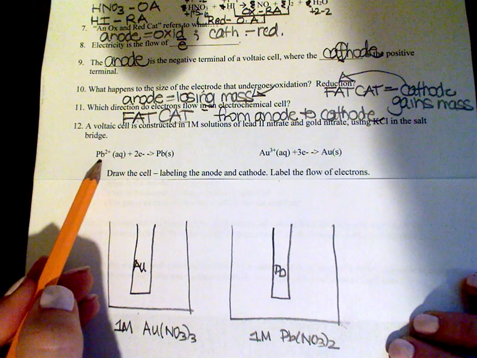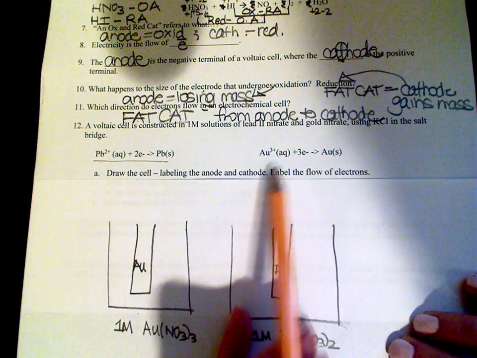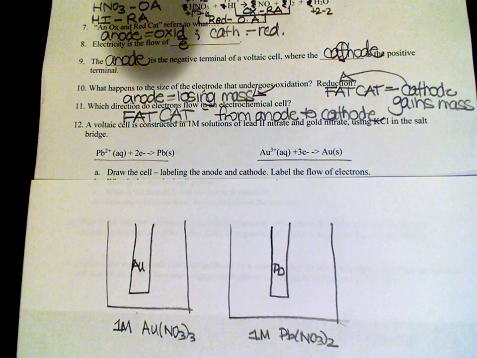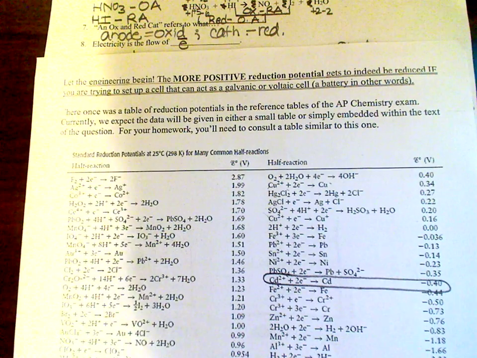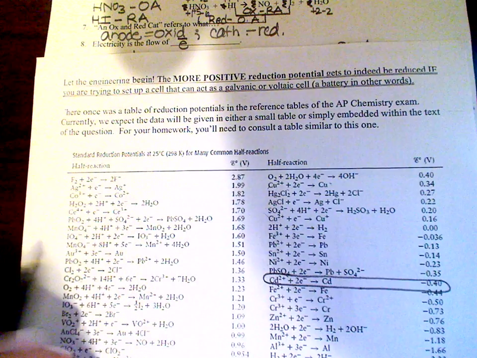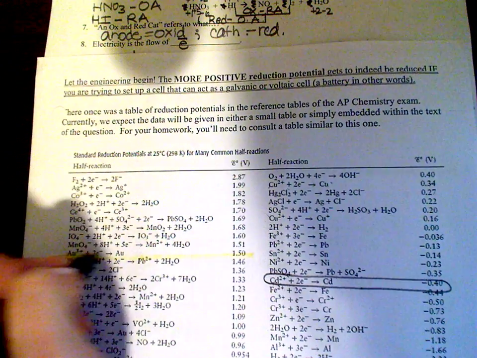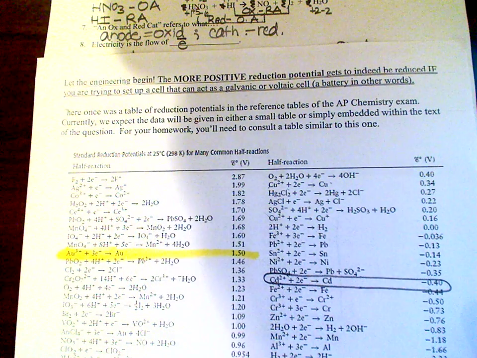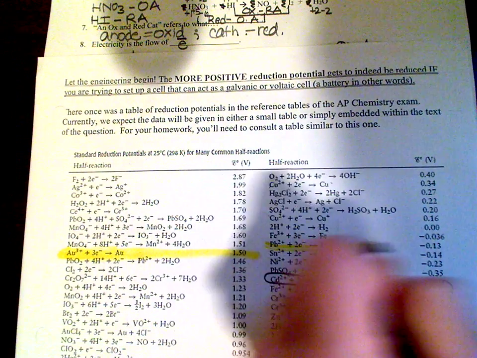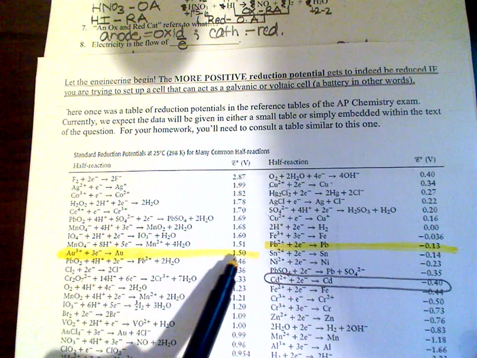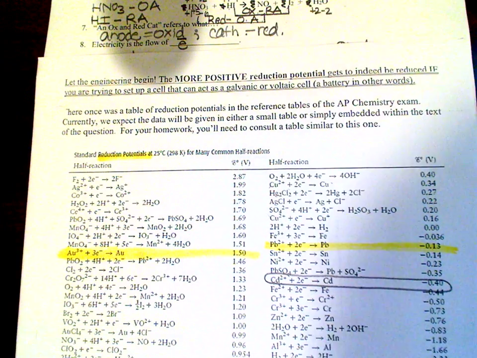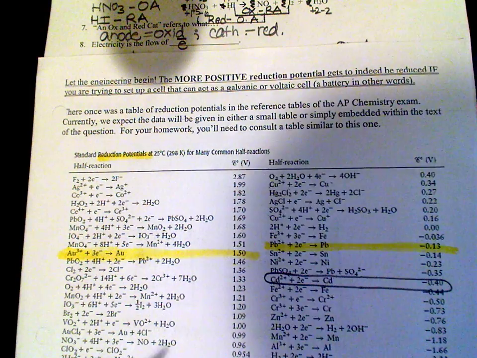So over here, I see lead written as a reduction and gold written as a reduction. So what I would do is I would come here and take a look at this reduction potential table. Whichever one is the highest gets reduced. So here's gold right here. And let's see if I can find lead 2 plus, lead 2 plus right here. So whatever is the highest is going to be reduced because this is the reduction potential table. So in a voltaic cell, whatever is the highest is reduced.